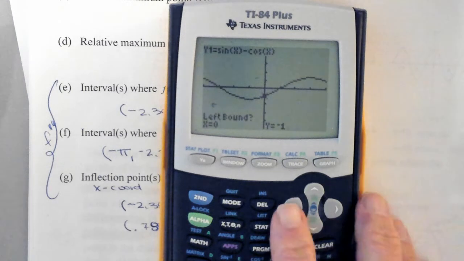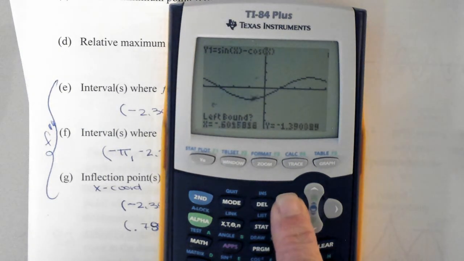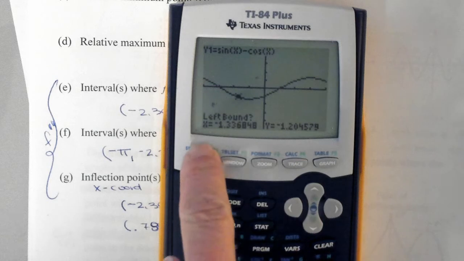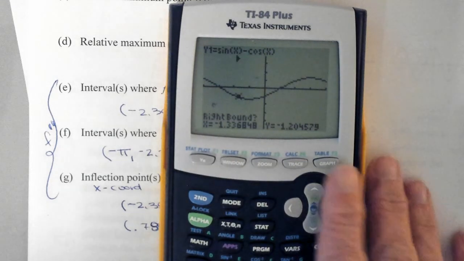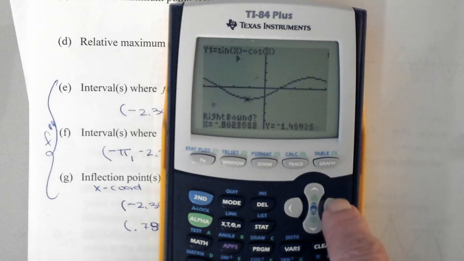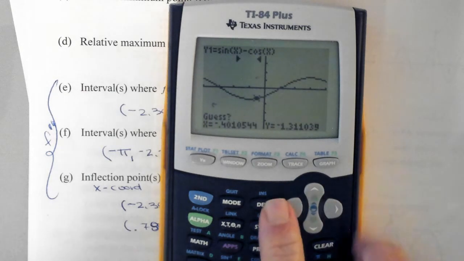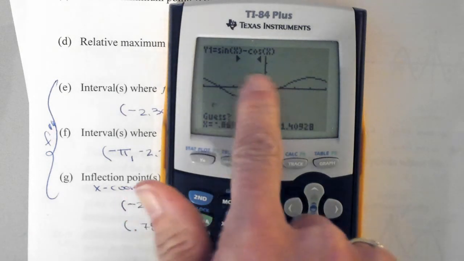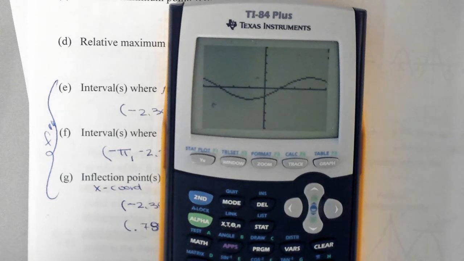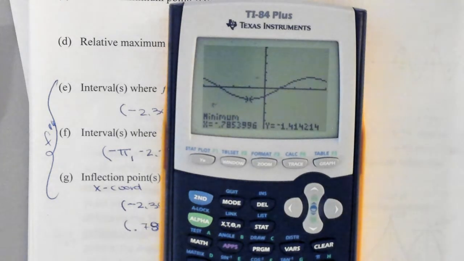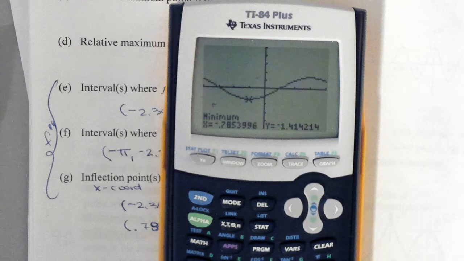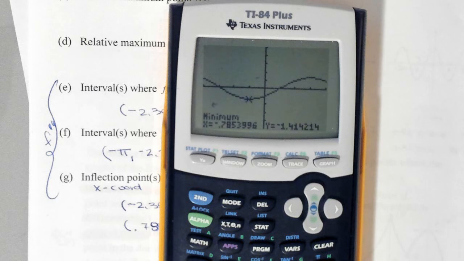So if I do 3, I said I'm not going to do it, but okay. So here it says left bound, meaning give me a point on the left, enter. Give me a point on the right. It's calculator speak. Give me a guess. So make your point in between those two arrows. Boom. There is your absolute minimum. Absolute max, all you have to do is the max part. Okay, does everyone understand how to do this? Yeah. User error? I have to look at it.